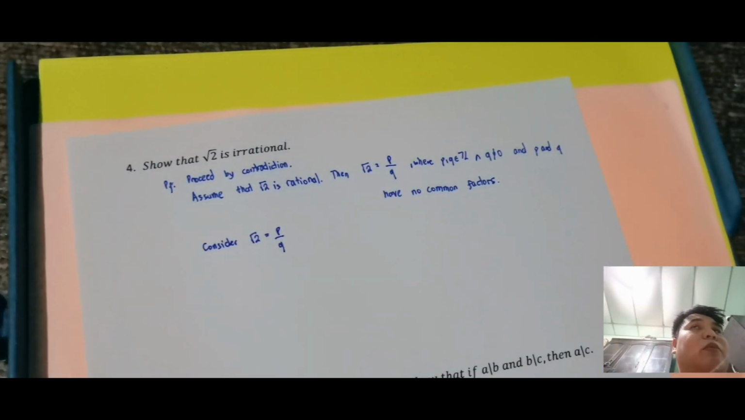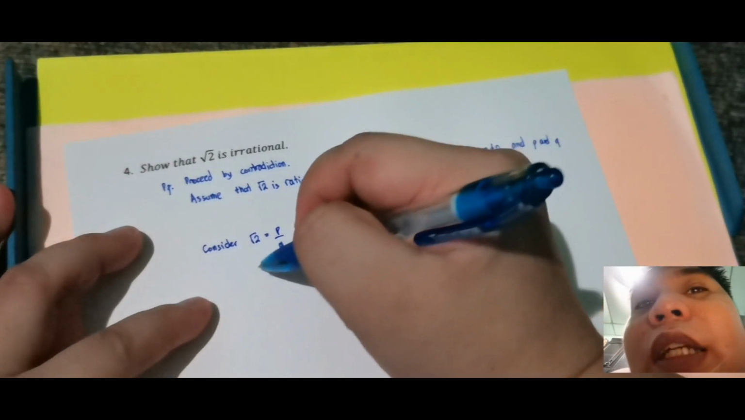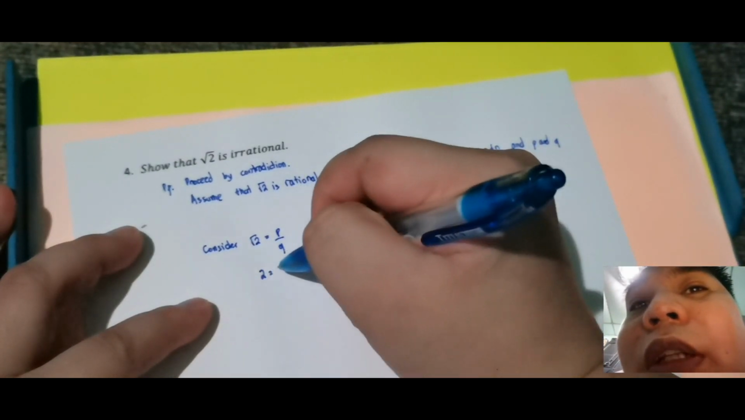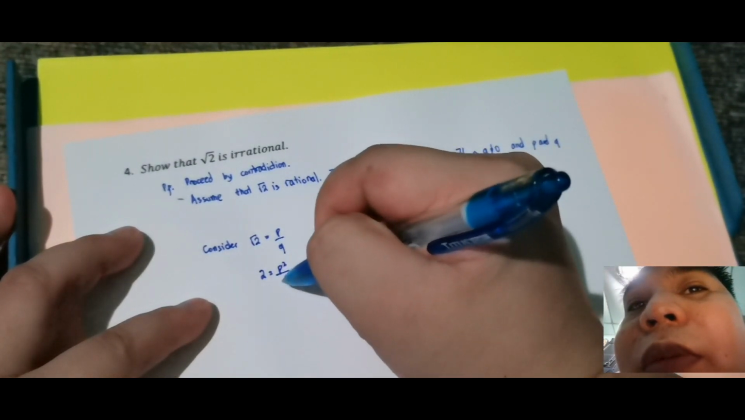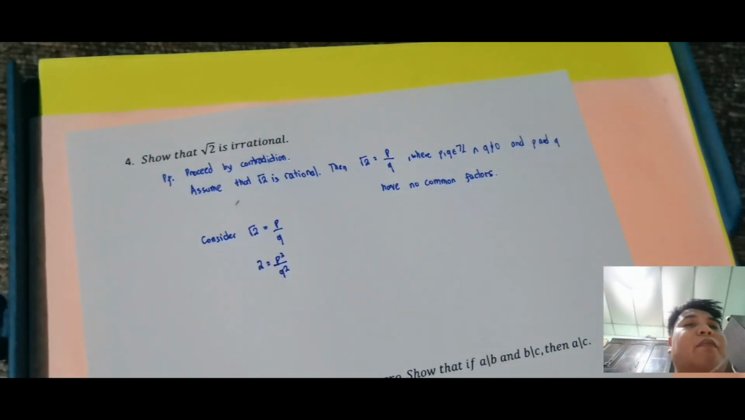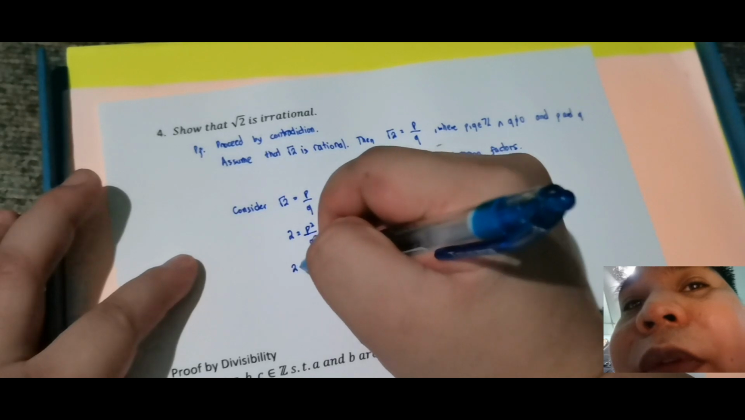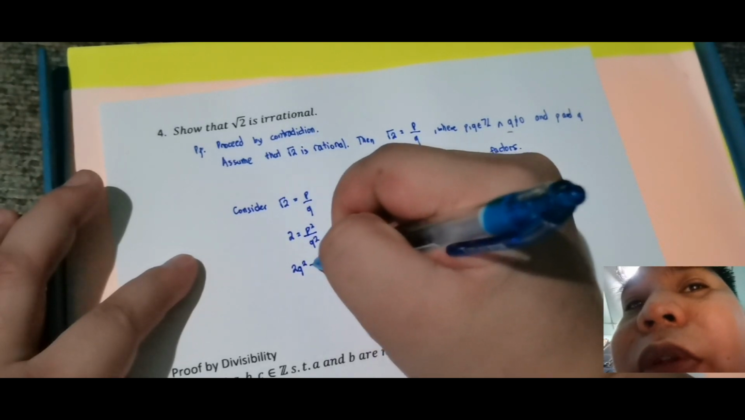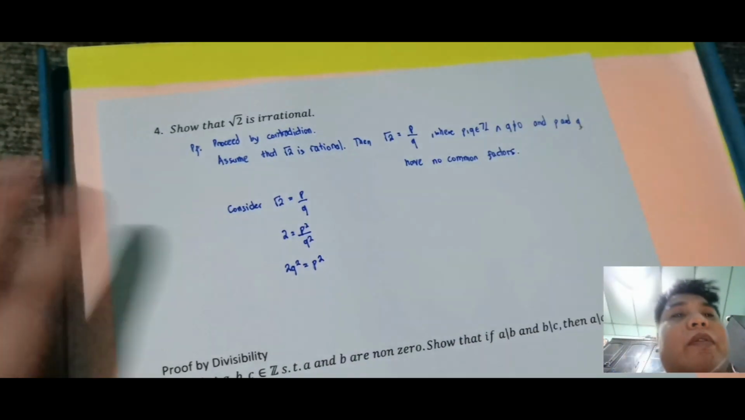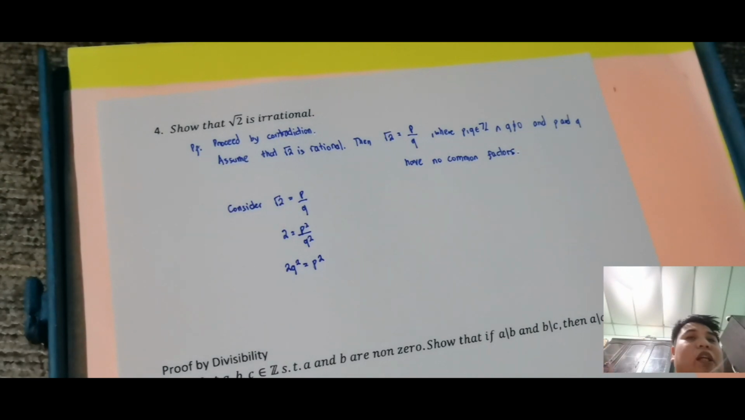Okay, so pag in-square ko both sides, ano mangyari? So, that is 2 is equal sa P squared over Q squared. Tama? And that is equal sa 2Q squared is equal to P squared. Okay, ngayon, ano masasabi mo kay P squared?